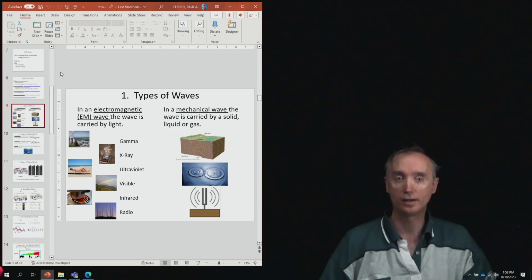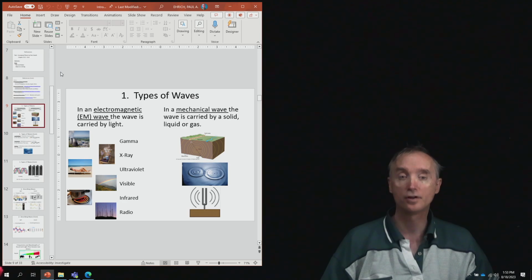So mechanical waves, an example of a mechanical wave might be an earthquake wave. So an earthquake wave, the S and the P waves travel through the earth. Okay, you could also have a surface wave, like an ocean wave, transmitted through a liquid. And then you've got sound waves, which can be transmitted through the air. So waves can be transmitted through solids, liquids, or gases.